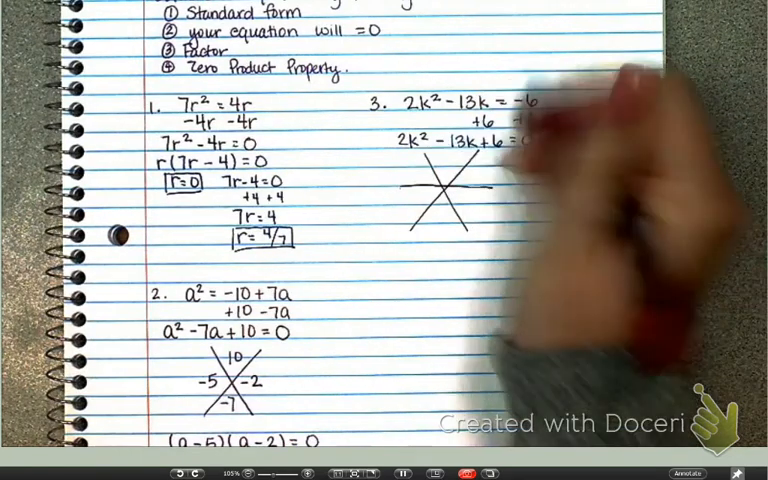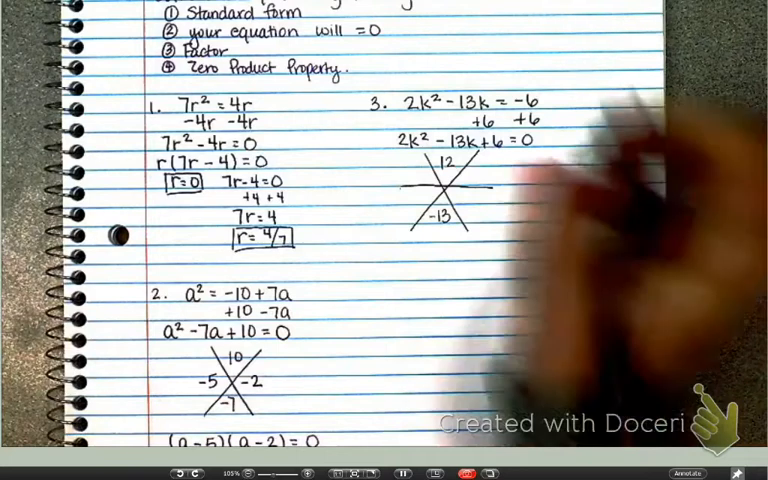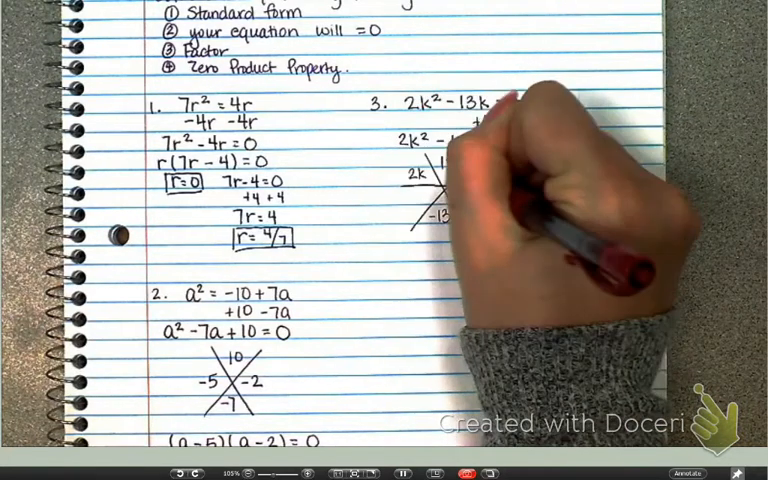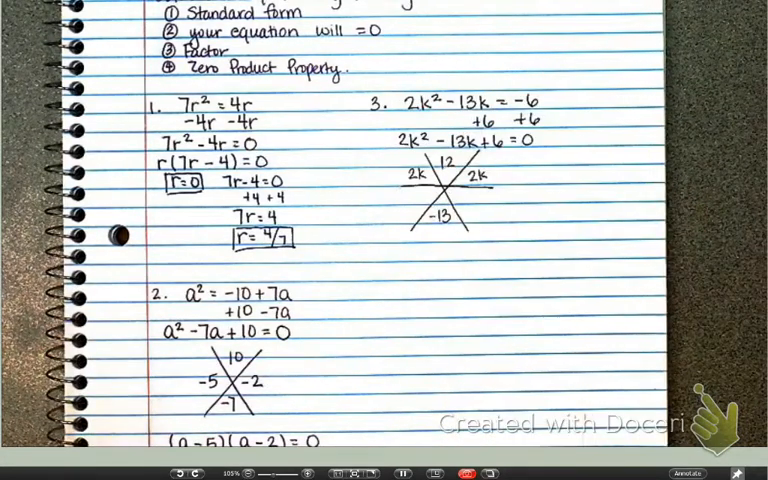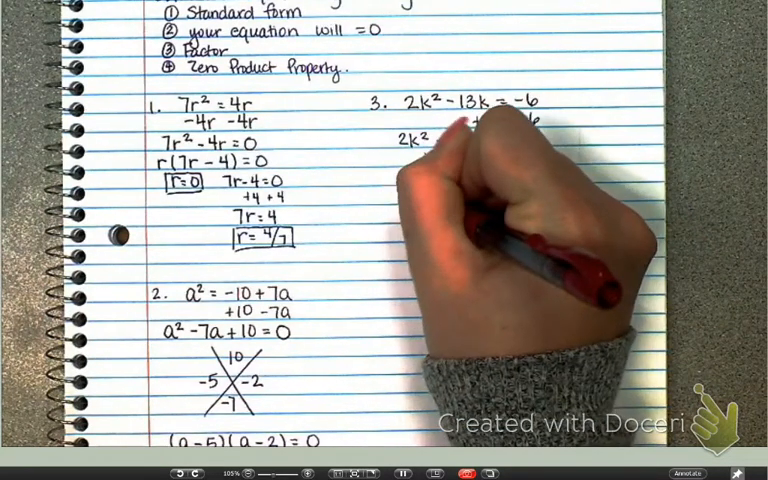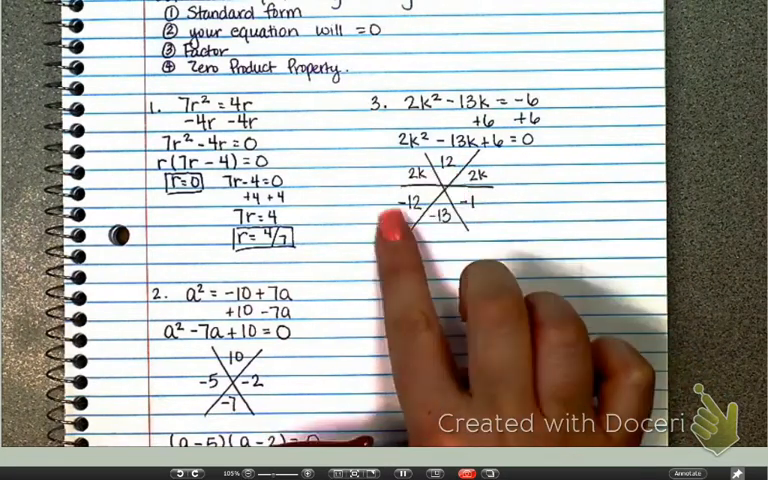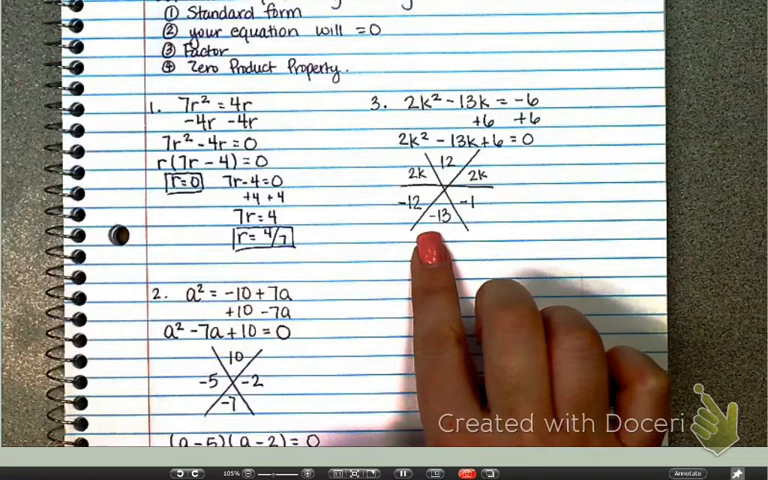2 times 6 is 12. And then I have negative 13 on the bottom with 2k and 2k on top. Two numbers that multiply to 12 and add to negative 13. Negative 12 and negative 1. Negative 12 times negative 1 is positive 12. Negative 12 minus 1 is negative 13.